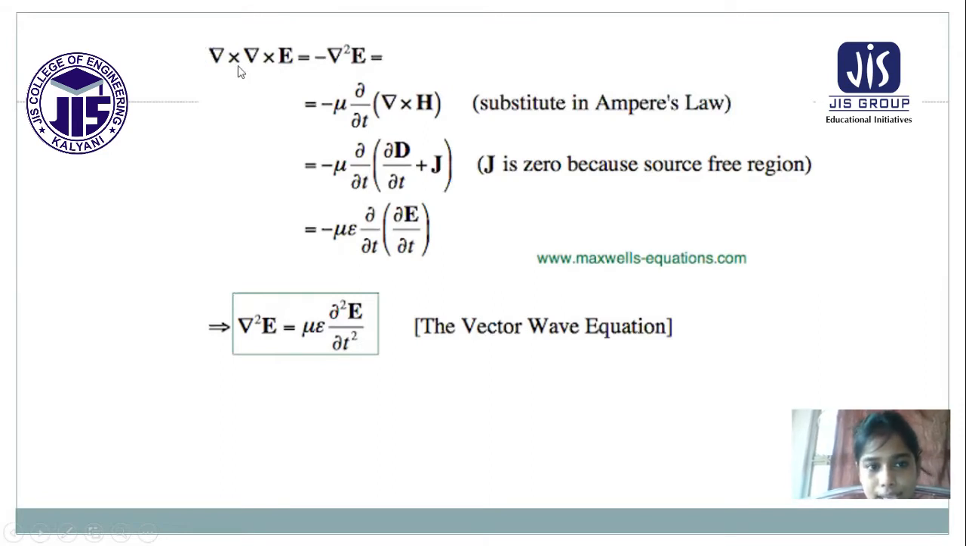Here again I am telling you, A cross B cross C equals B(A dot C) minus C(A dot B). That is minus nabla square E. Now minus mu del T nabla cross H is minus mu del T of del D by del T plus J, where J equals 0. Therefore this is the vector wave equation. It is called the vector wave equation because E here is the electric field, which is a vector quantity.